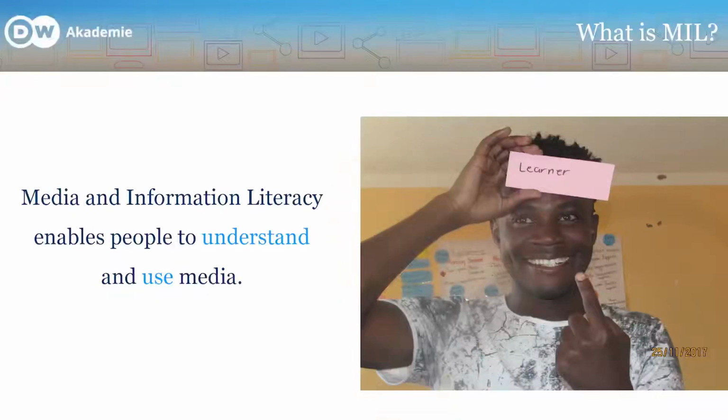So we understand that media and information literacy is about enabling people to understand and use media. From the media development component, we're really interested in reaching the consumers and working with who's consuming the information and the news that we're sharing. In 2013, we started to think about how to work with media and information literacy. What do we understand it to be?